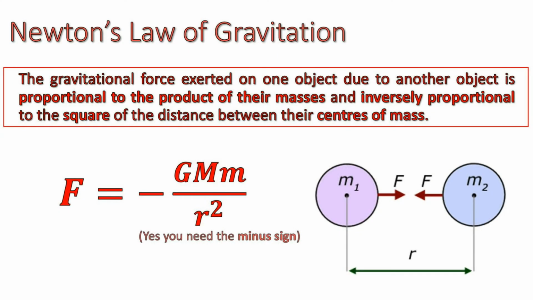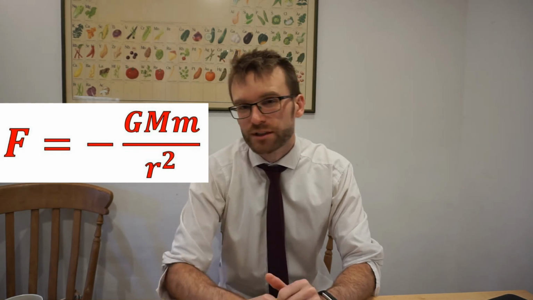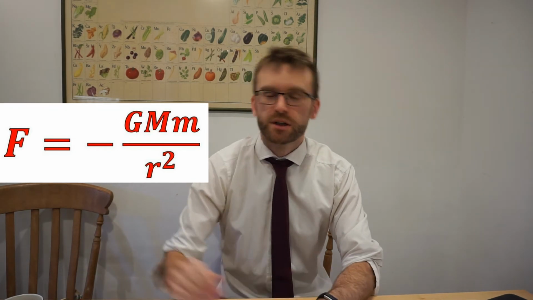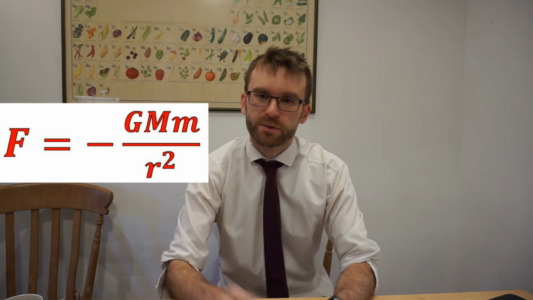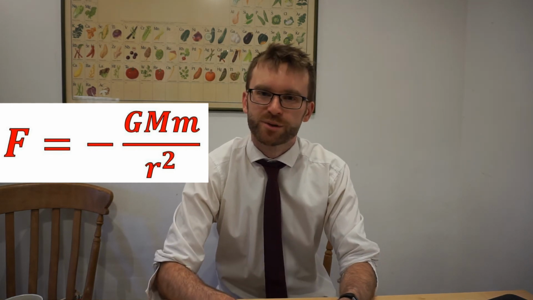Obviously this leads to an equation, and it's one that you may have seen before. The force equals minus G, which is the gravitational constant. It's a capital G. So gravitational constant 6.67 times 10 to minus 11. Capital M, little m, that's the product of their masses, divided by r squared, that's the distance between the centres of mass squared. So if you ever forget what Newton's law of gravitation is in words, look at that equation. It tells you the force acting on an object is proportional to the product of their masses and inversely proportional to the distance between the centres of mass squared. It's almost as if the equation and the law are one and the same.